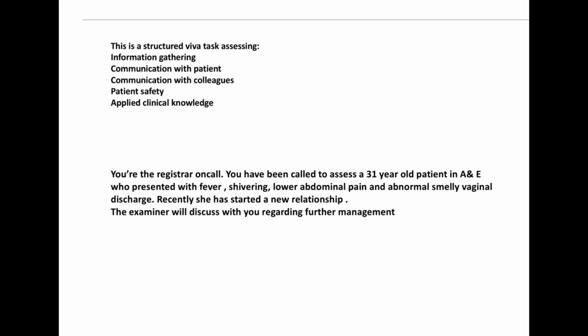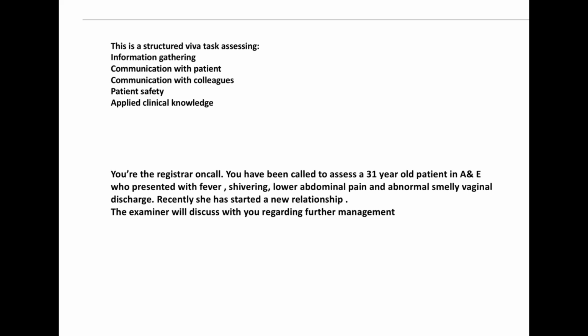So from the station, it looks like a patient with PID. However, we still have some differential diagnosis. We need to rule out some conditions. So usually the first question from the examiner will be what data from the history you need to know about this patient.